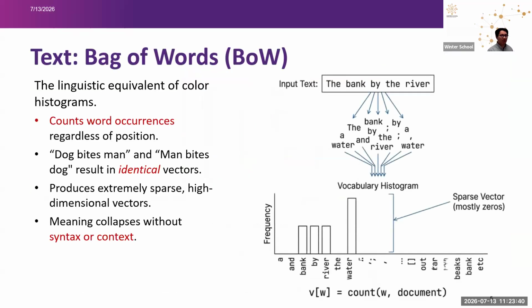Another example from the text side is what we call the bag of words, where we count word occurrences regardless of grammar or position. So for us computer science people 20 years ago, a man bites a dog was equal to a dog bites a man, because the frequency of each word is the same. In this case, with images and text, you lose valuable information by simply looking at pixel values and word counts.